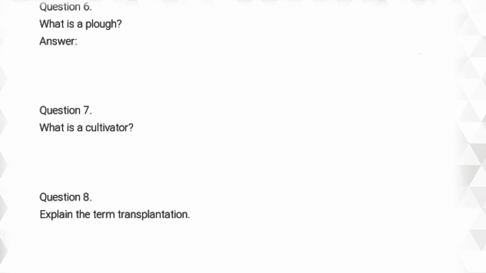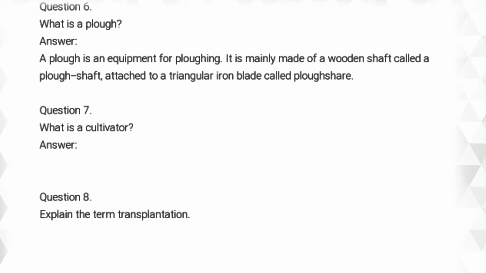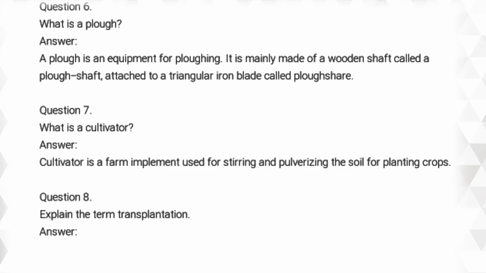Sixth question is, what is a plough? And the answer is, a plough is an equipment for ploughing. It is mainly made of a wooden shaft called a plough shaft attached to a triangular iron blade called a ploughshare. Seventh question is, what is a cultivator? And the answer is, cultivator is a farm implement used for stirring or pulverizing the soil before planting crops.